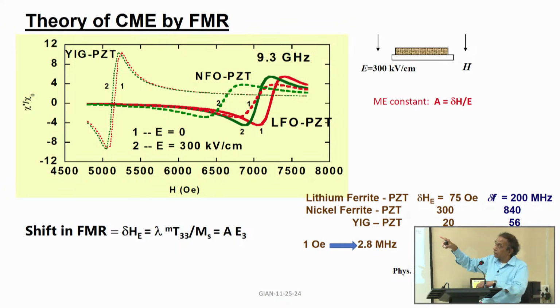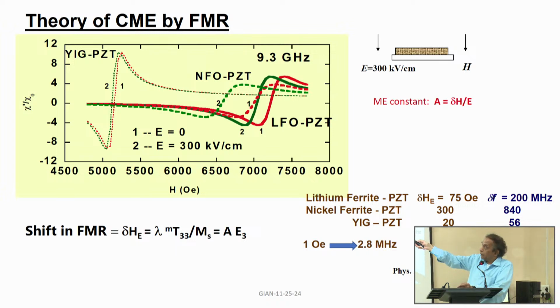So these are theoretical simulations for 3 different systems of bilayers. One is yttrium iron garnet with PZT, the other is nickel ferrite and PZT, the third one is lithium ferrite and PZT. And the profiles are shown for 2 conditions. One is no electric field applied to PZT, and the second one is a field of 300 kilovolts per centimeter. That's a very high field. But for theory, you can assume whatever field you want. There is no harm.